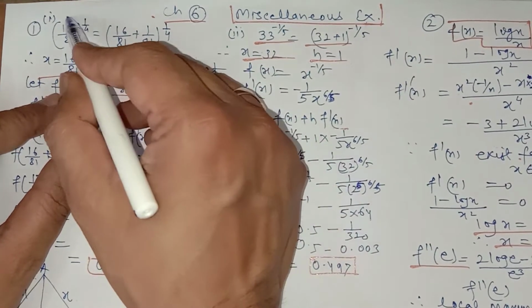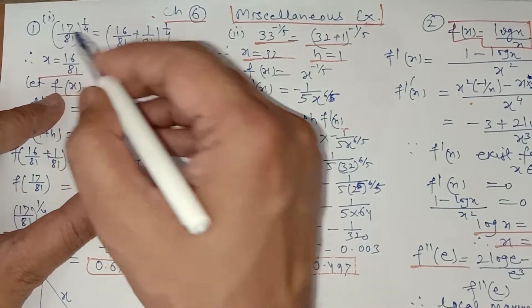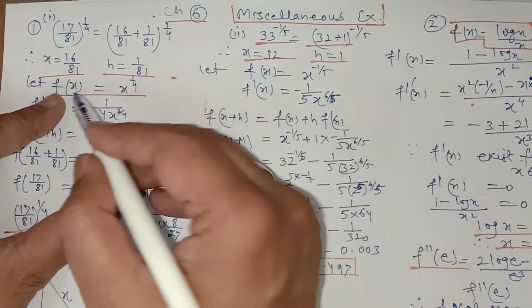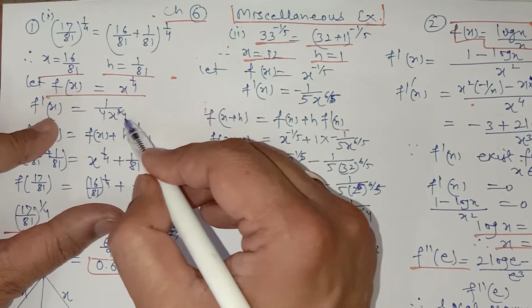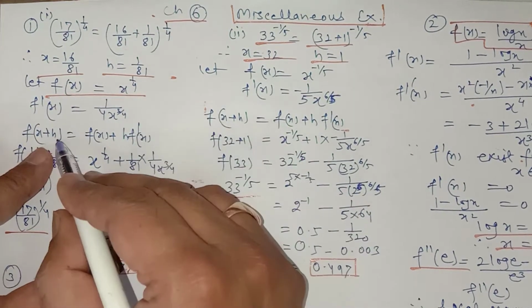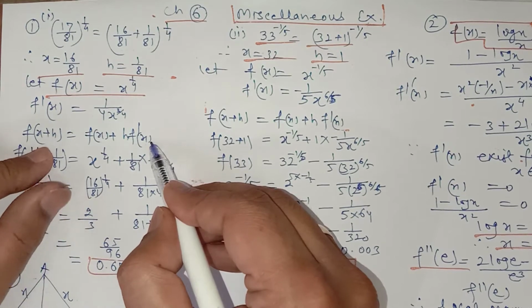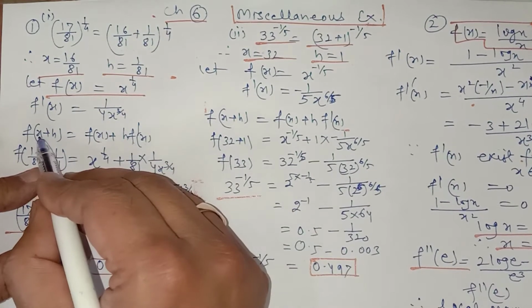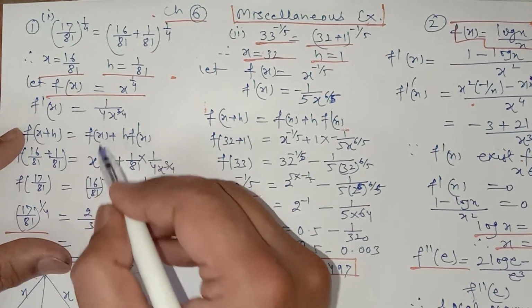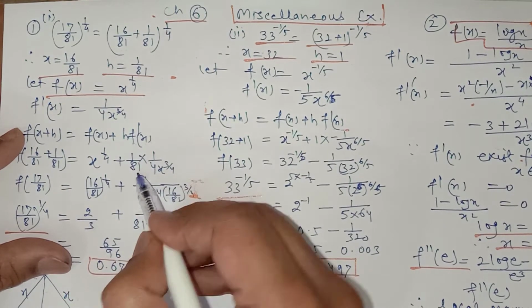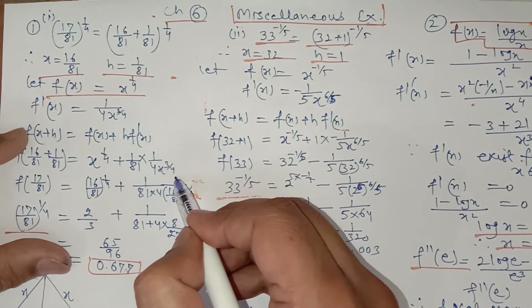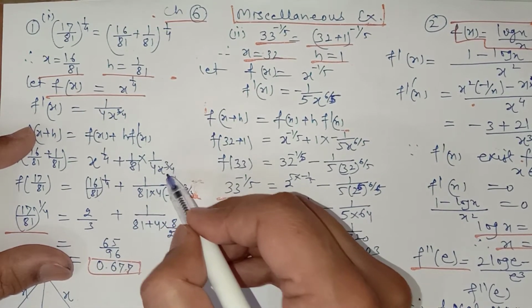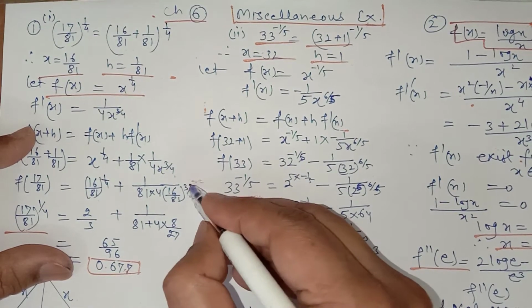Now let f(x) be x raised to power 1 upon 4, because you have to find the fourth root of some number. You know how to do these types of questions. Find its derivative. It will be 1 upon 4 x raised to power minus 3 upon 4, and replace the values in this formula. You know this formula you have to use in approximation and error, f(x+h) is equal to f(x) plus h f'(x). x is 16 upon 81, h is 1 upon 81, f(x) is x raised to power 1 upon 4, and f'(x) is 1 upon 4 x raised to power minus 3 upon 4. Now replace the value of x as 16 upon 81 raised to power 3 upon 4.